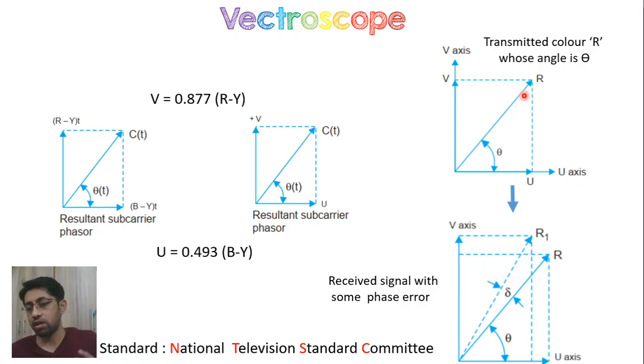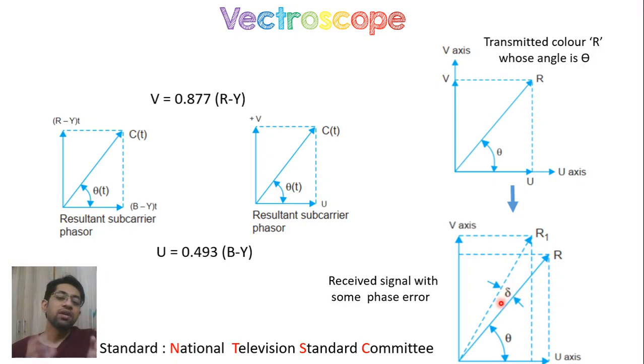So let us say the transmitter transmitted a color R, whose angle is theta. Let us assume that some phase error is introduced during transmission, and the receiver gets the signal with the phase error. The original angle is theta, the phase error is delta, so the received angle will be theta plus delta.